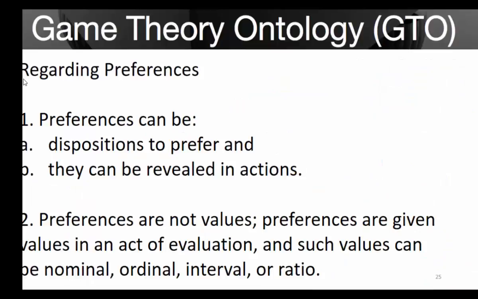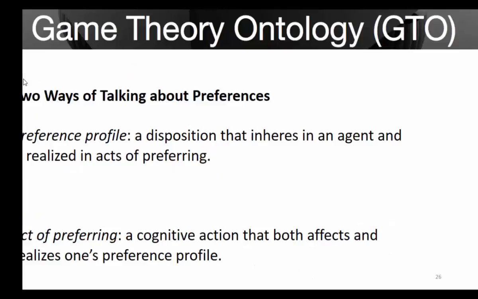Now, preferences are also extremely important. I removed a bunch of slides here for time, but preferences can be dispositions to prefer. They can also be revealed in actions. So we want to distinguish between these two ways of talking about preferences. And preferences are not values. I can have a preference to go and eat at Rose's Pizza that I can think of as first, second, third, or that I can think of as 99% on a 100% scale. They would never get that high. Or that I can think of as best or worst.